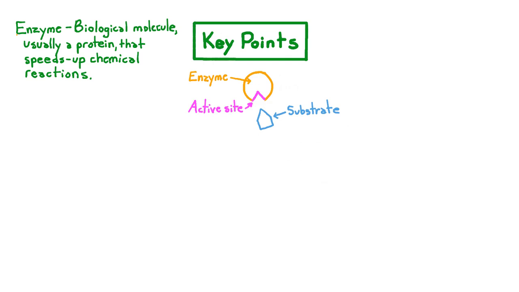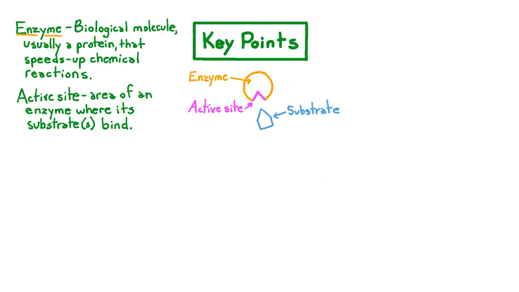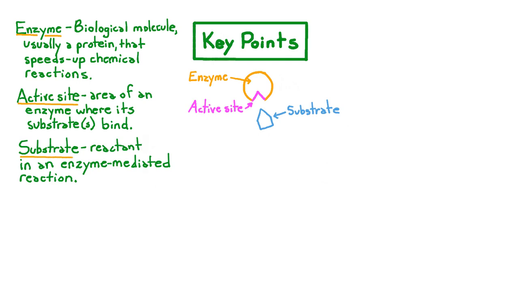We're running a little bit short on time, so instead of doing another practice problem, let's go to reviewing the key points from the lesson. First, an enzyme is a biological molecule, and usually a protein, that speeds up chemical reactions. The active site is the part of the enzyme where the substrate will bind. And substrate is another word for reactant in an enzyme-mediated reaction.